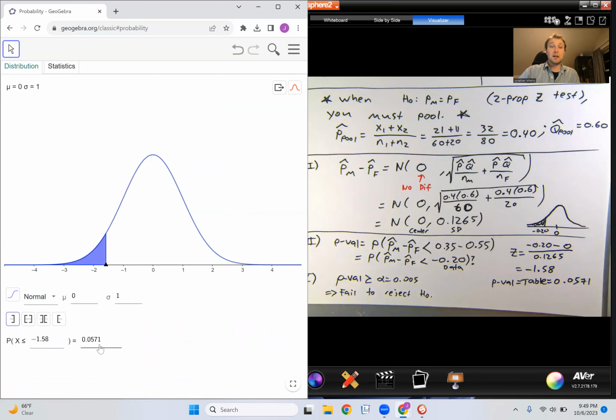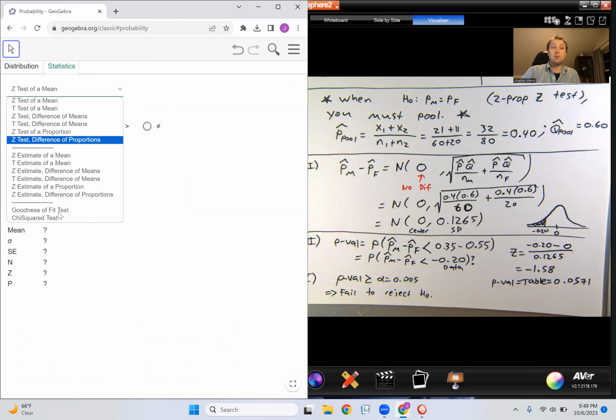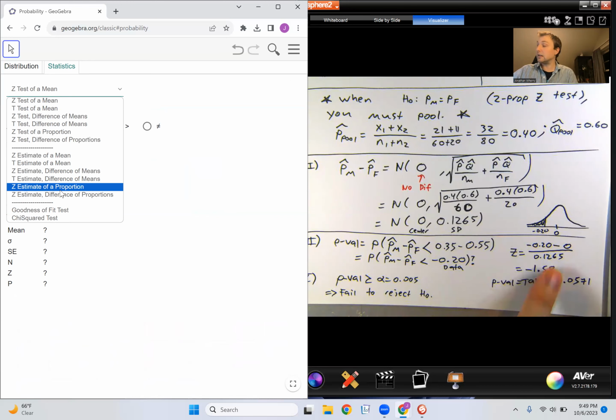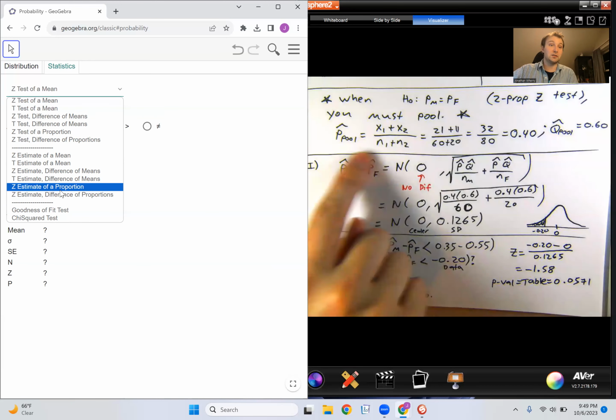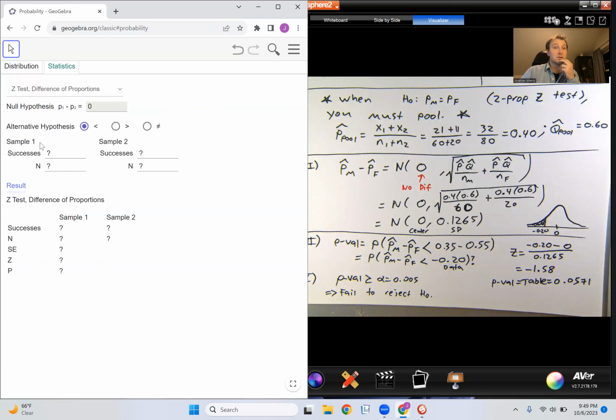Looking great. If I wanted to check even more than this, though, I can go into statistics. And here I will find all of my hypothesis test called test and all of my intervals called estimates. I'm using z-scores in this problem. I'm looking at the difference of proportions. So I have a z-test of a proportion, that'd be for one proportion. Z-test difference of proportions, that's for two proportions.